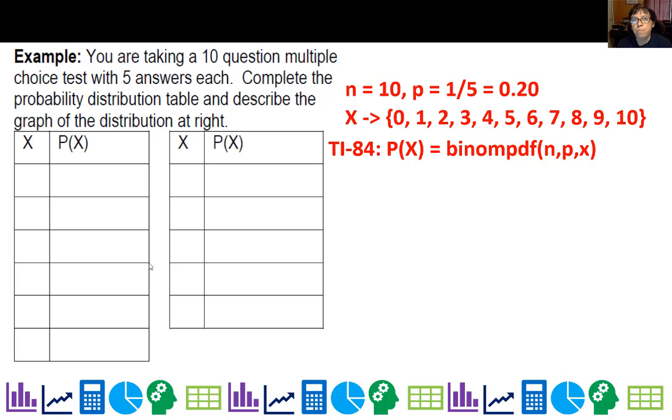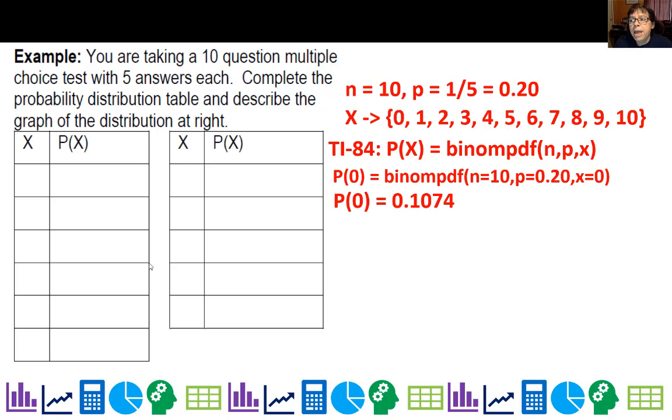Okay. So on the TI-84, when you want to find the probability that x is a number, you pick the binomial PDF function, which should be second distribution like we did normal distribution. And then you put in your n. It's going to prompt you for n, for p, and for x. If you have a really old calculator, it's just going to have a blank there, and then you have to know what order they go in. So I'm going to show you the calculator notation just so you can see it for those of you using the TI-84s. If I want the probability of 0, I would do binomial PDF of n equals 10, p equals 0.20, and x equals 0. And my calculator would spit out 0.1074.